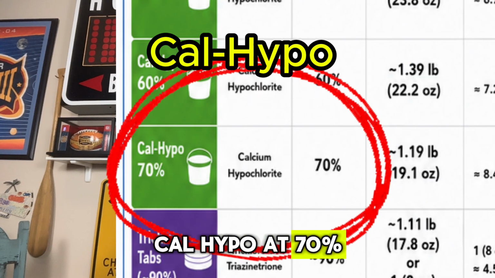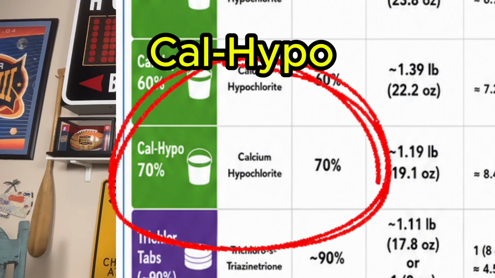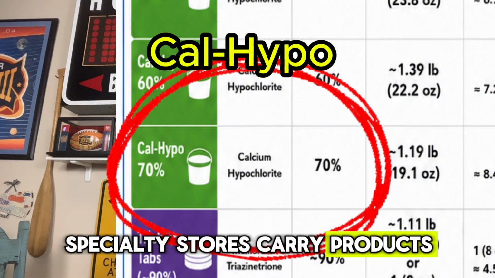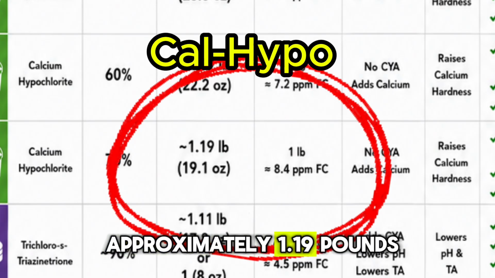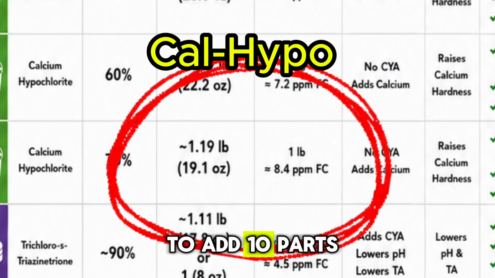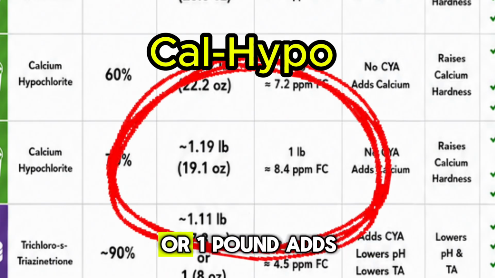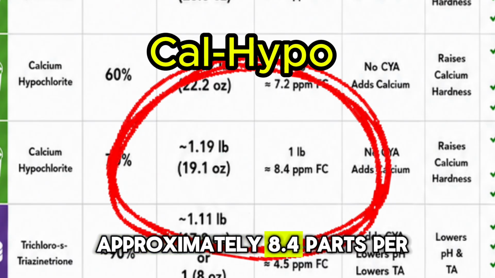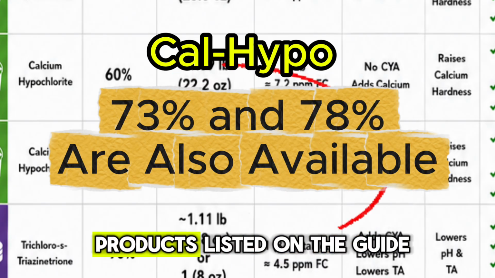Cal-Hypo at 70%. This is what most professionals use in the field, and most swimming pool specialty stores carry products around this strength in stock. At 70%, we need approximately 1.19 pounds or about 19.1 ounces to add 10 parts per million of free chlorine to 10,000 gallons of water, or 1 pound adds approximately 8.4 parts per million of free chlorine. This is the strongest of the Cal-Hypo products listed on the guide.